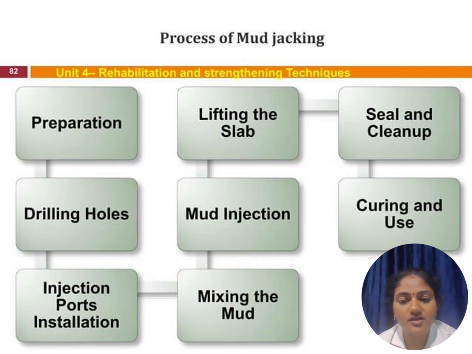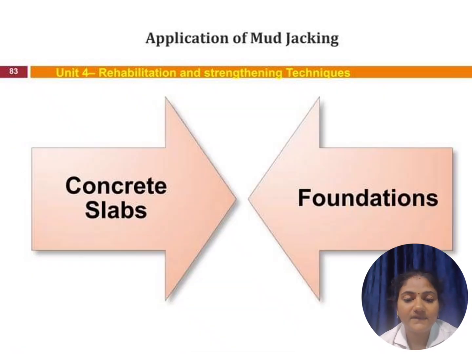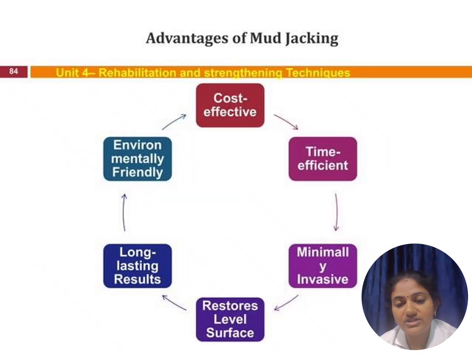The mudjacking process includes preparation and drilling holes where the mudjacking is to be done, and then the injection ports are installed. Once the ports are installed, we mix the mud, and then the mud is injected, lifting the slab. After lifting the slab, we seal and clean up, and curing is done. The application of mudjacking is for concrete slabs and foundations to strengthen them. The advantages are cost effectiveness, long lasting results, and being environmentally friendly.